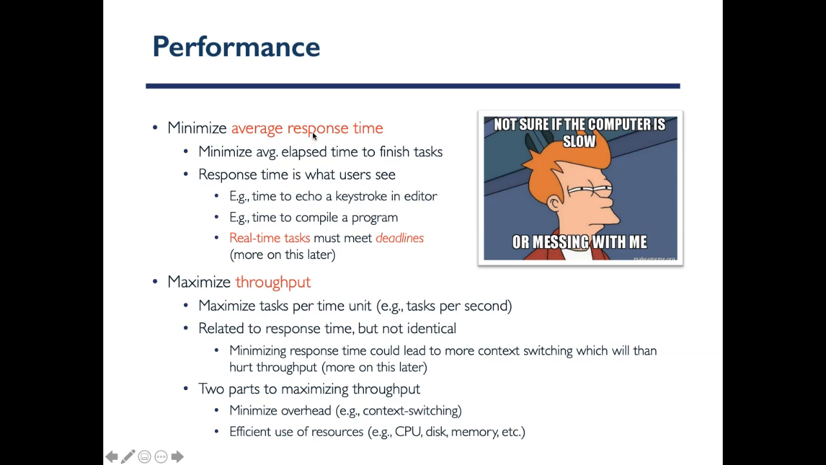If you want to maximize throughput, you have two parts to care about. One is you have to minimize overhead. If you have less overhead, that means that you're doing more work. The other thing is that you shouldn't leave your resources underutilized, because if you're not using your CPU, you're hurting your throughput because you're not doing any work. Throughput is basically work per second. So if you're not doing any work, then you're hurting throughput.